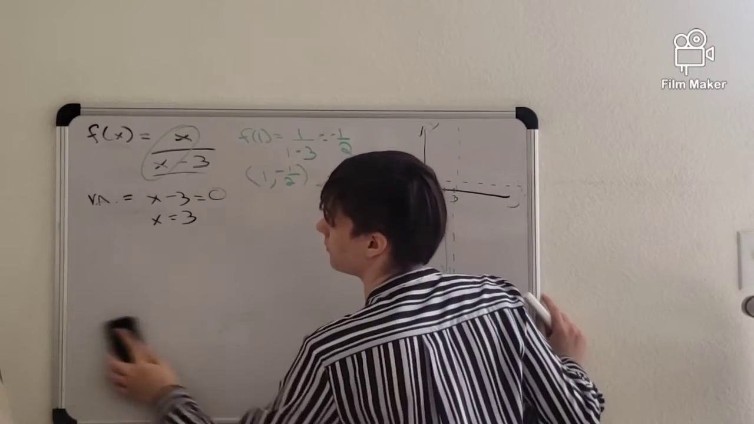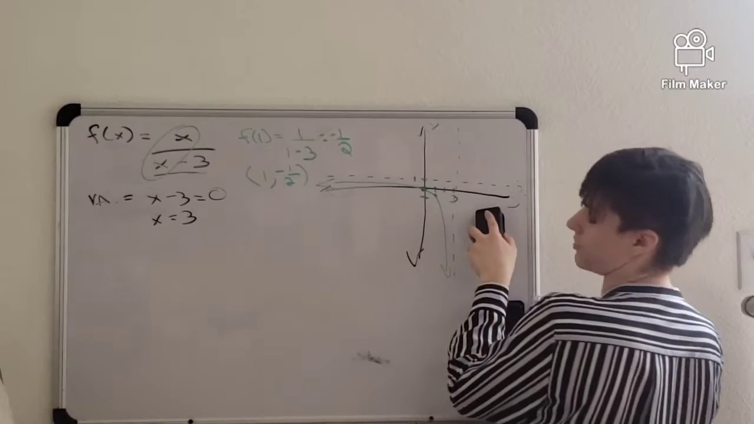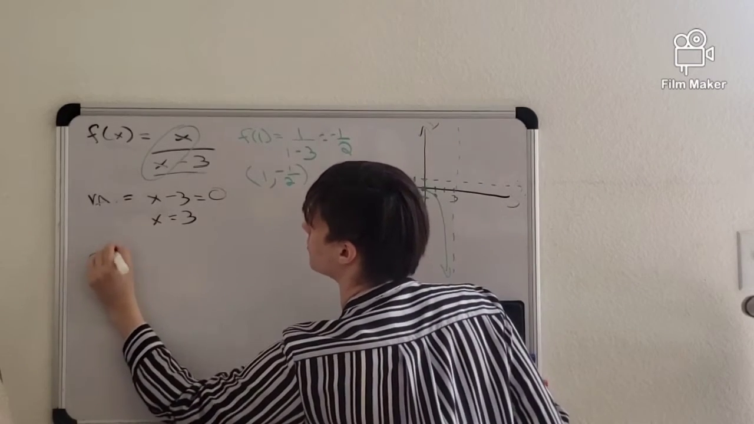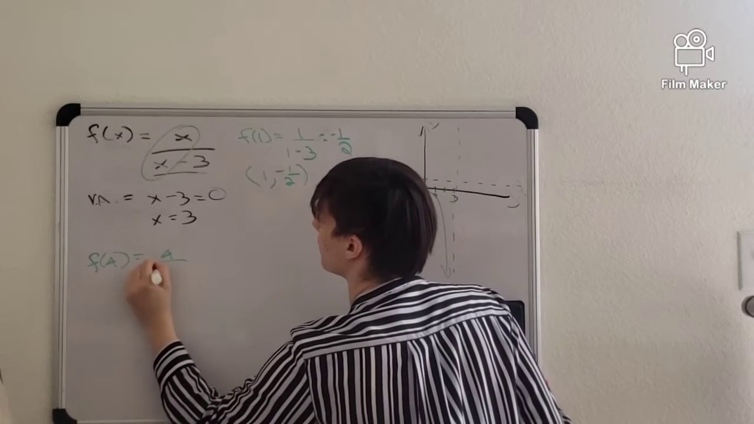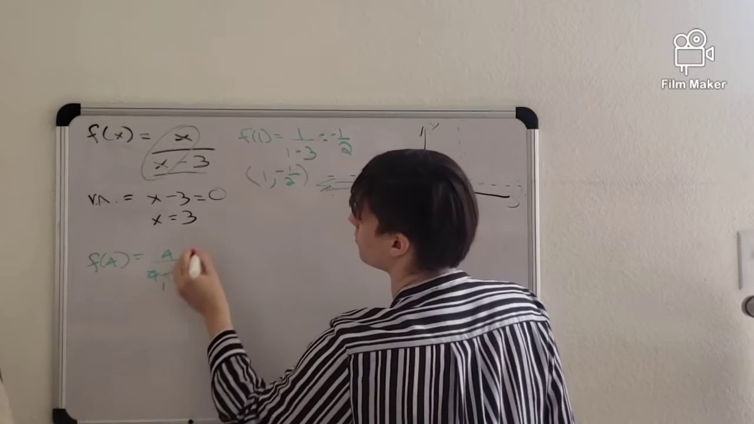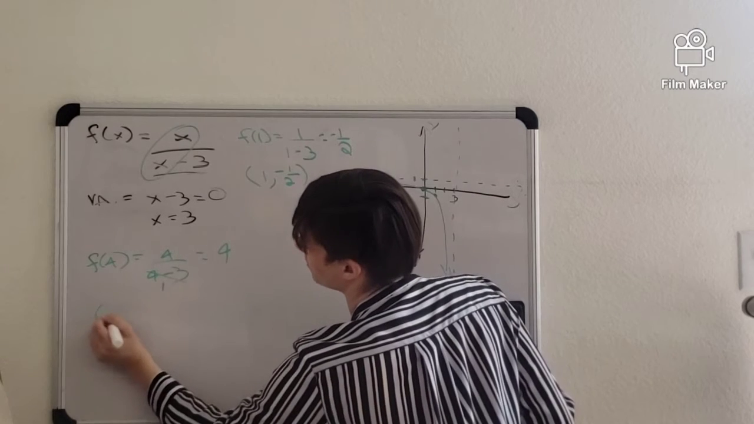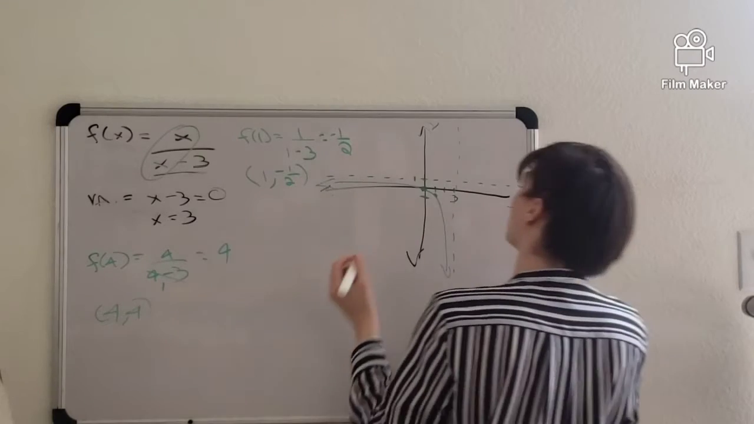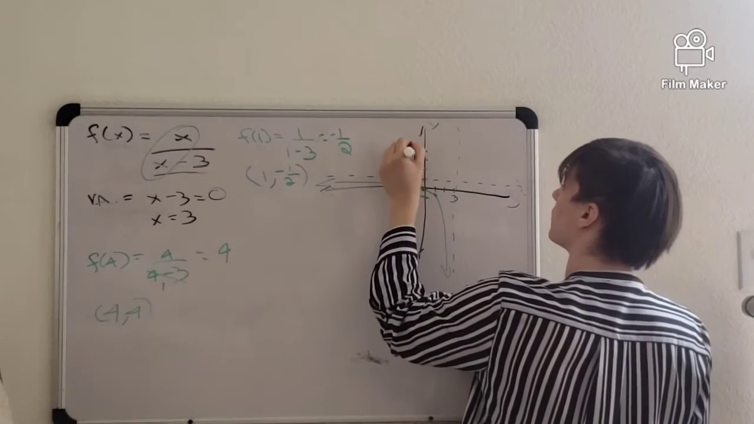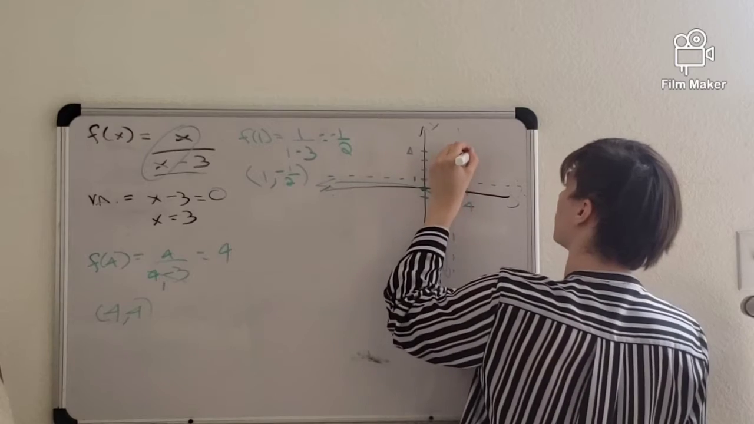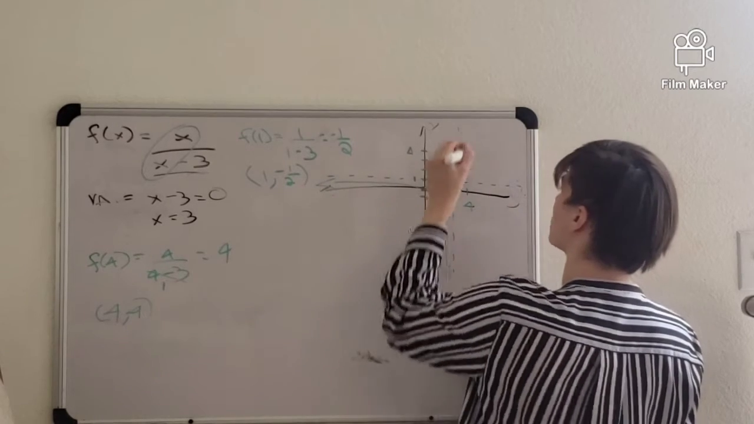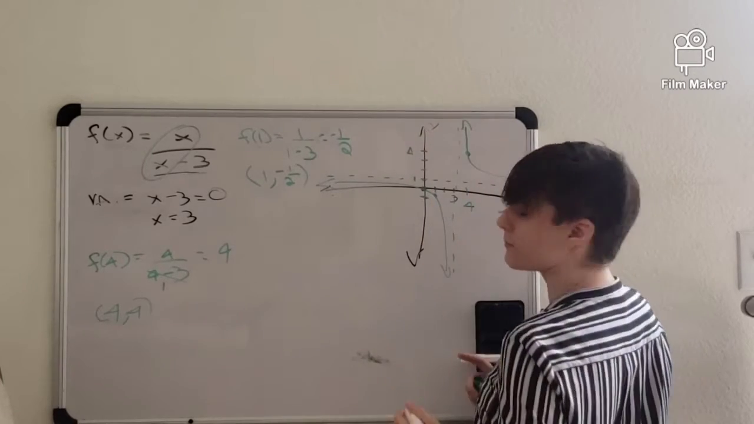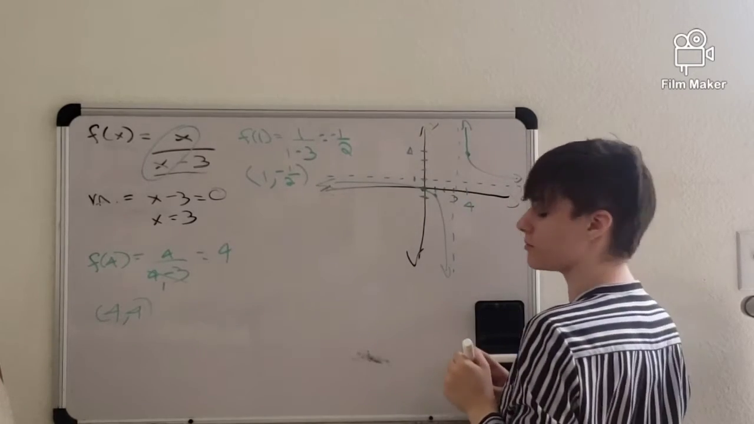So another point we're going to find is after 3, so I'm just going to choose x equals 4. So f of x equals 4 over 4 minus 3, that equals 1. So when x equals 4, y equals 4. So 1, 2, 3, 4. And then we can just assume from this graph, just like the rest, the curve is going to go this way, because it's always going to hug those asymptotes.